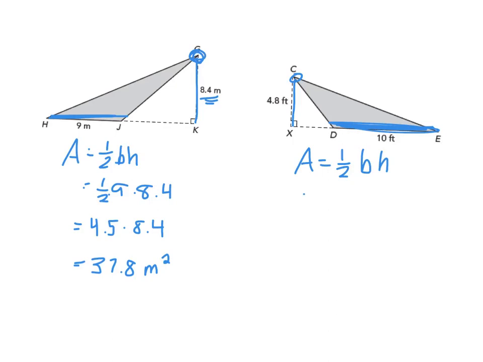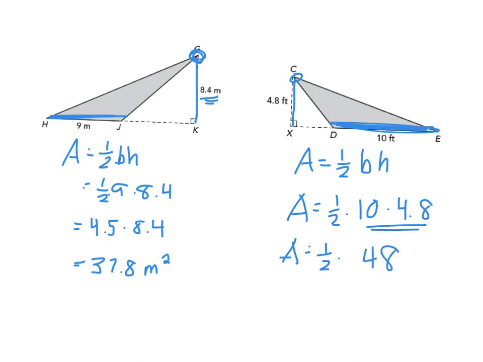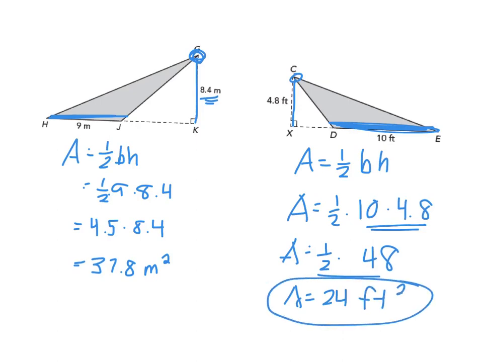If you plug in, area is equal to 1/2 of the base, which is 10, times the height, which is 4.8. I might do this part first because I know 10 times 4.8 is 48, and then I know that half of 48 is 24. So the area here is 24 square feet.